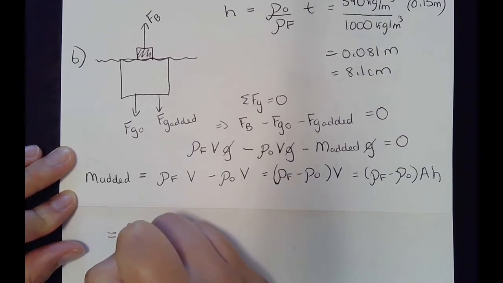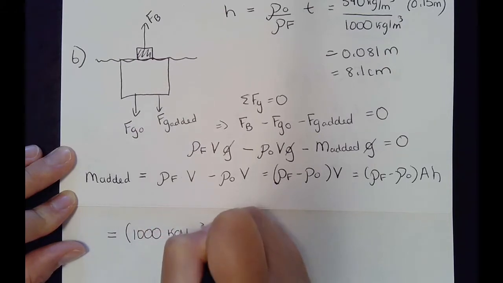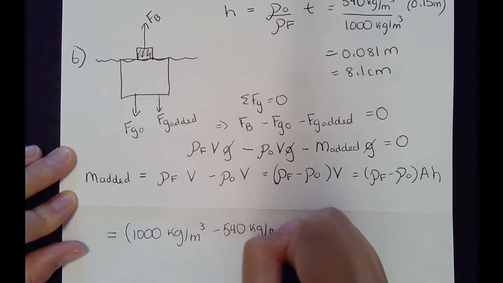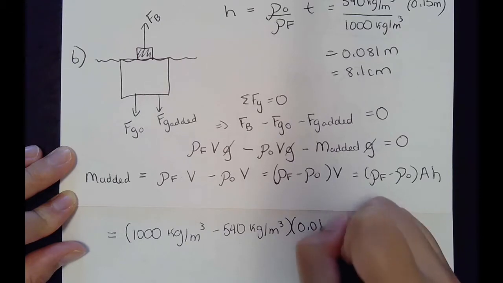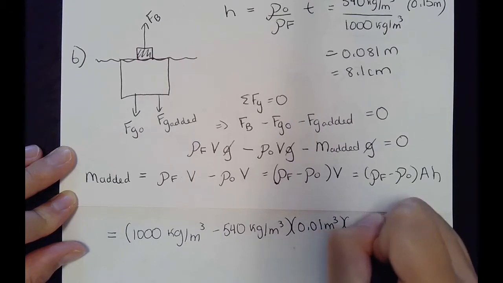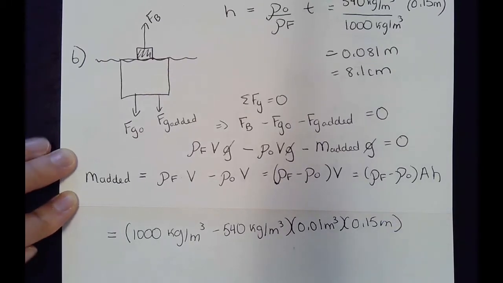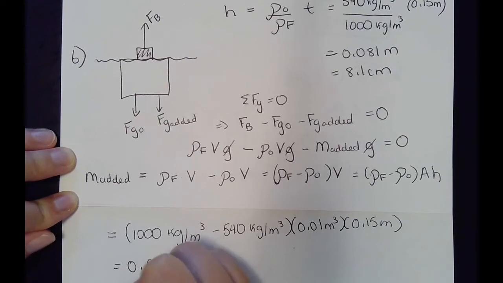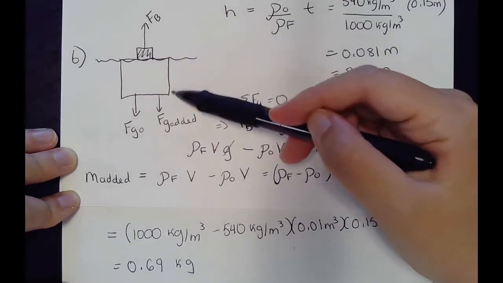This will be the density of the fluid, 1,000 kilograms per meter cubed, minus 540 kilograms per meter cubed, times the cross-sectional area, 0.01 meters cubed, times 0.15 meters, the height, which is entirely submerged this time, or the thickness. And this equals 0.969 kilograms for the mass that needs to be added in order for the object to fully submerge.